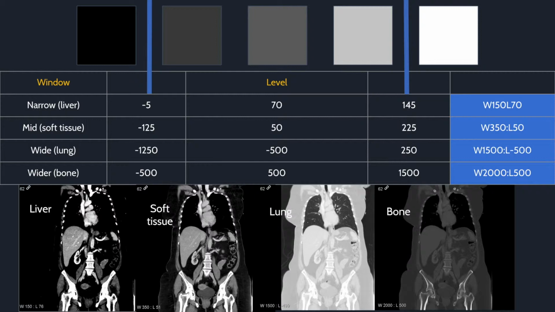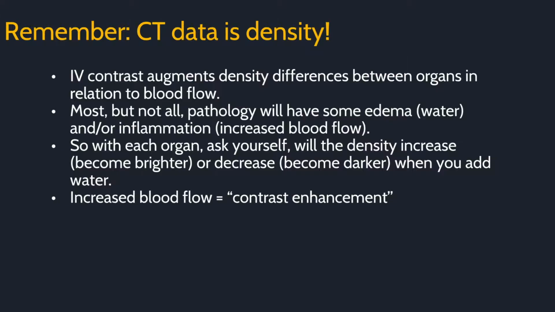Soft tissue windows show the definition in the liver less clearly, but we can differentiate fat and air. Lung windows allow us to see more detail into the lung, but lose definition in the abdomen. Notice how the bones are to your right. With bone windows, widening the window and darkening the level, we see the bone detail much better.